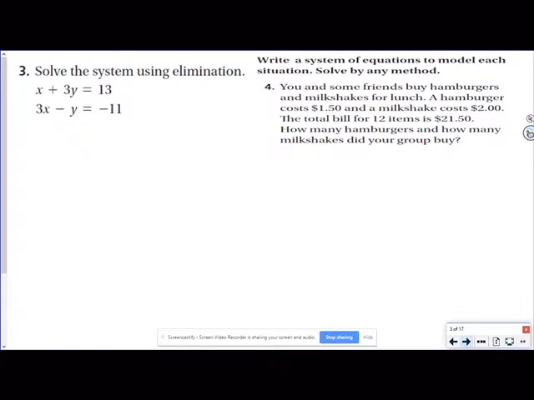Number 3 says to solve the system by elimination. Elimination means we want to eliminate one of the variables. The easiest way to do that is to multiply. I'm going to eliminate x. I chose to eliminate x.